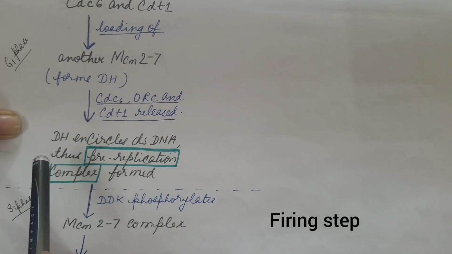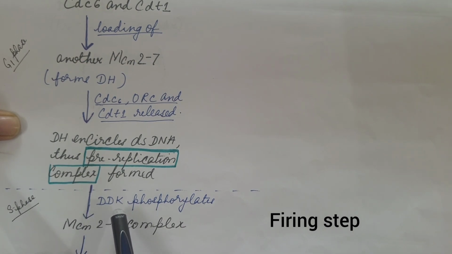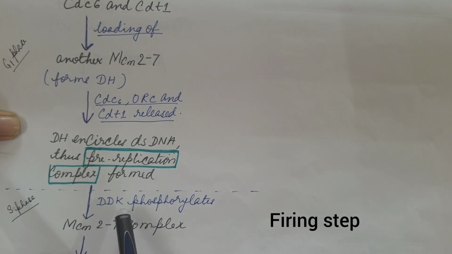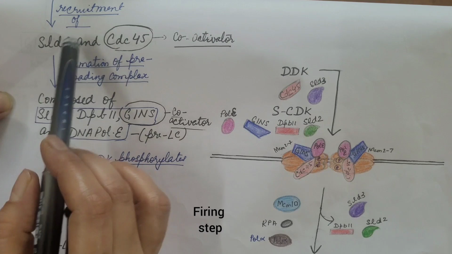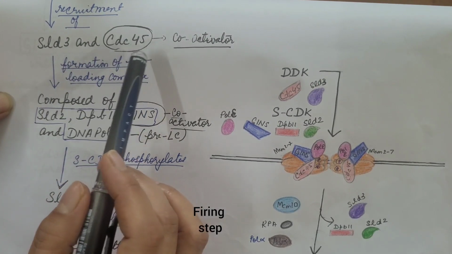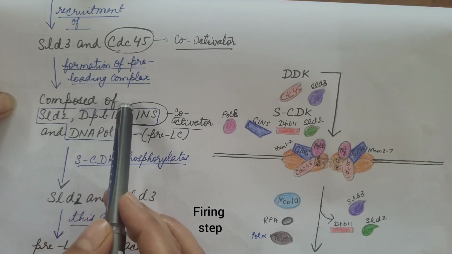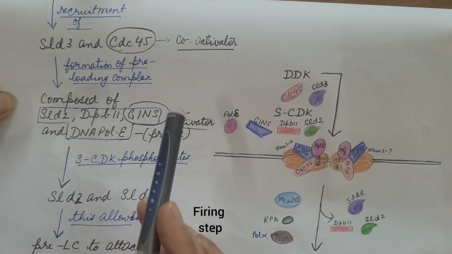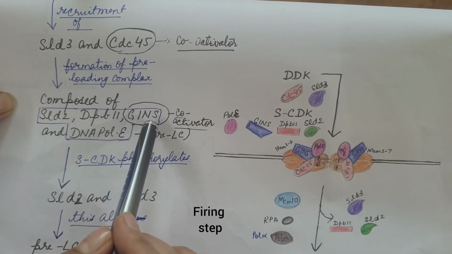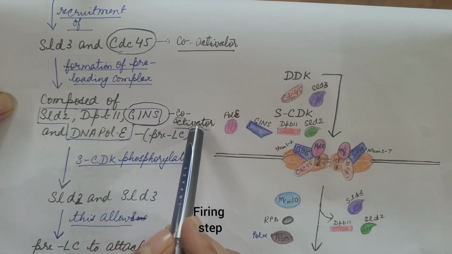As the cell cycle transitions from G1 to S phase, the levels of the kinase proteins DDK, that is DBF4-dependent kinase, and SCDK, that is S phase cyclin-dependent kinase, increase. This DDK then phosphorylates the MCM2-7 complex, which then allows recruitment of SLD3 and CDC45 protein. Now SCDK promotes the formation of the preloading complex. This preloading complex is composed of SLD2, DPB11, GINS and DNA polymerase epsilon. Here CDC45 and GINS are helicase co-activators. This is the first helicase co-activator and this is the second helicase co-activator.